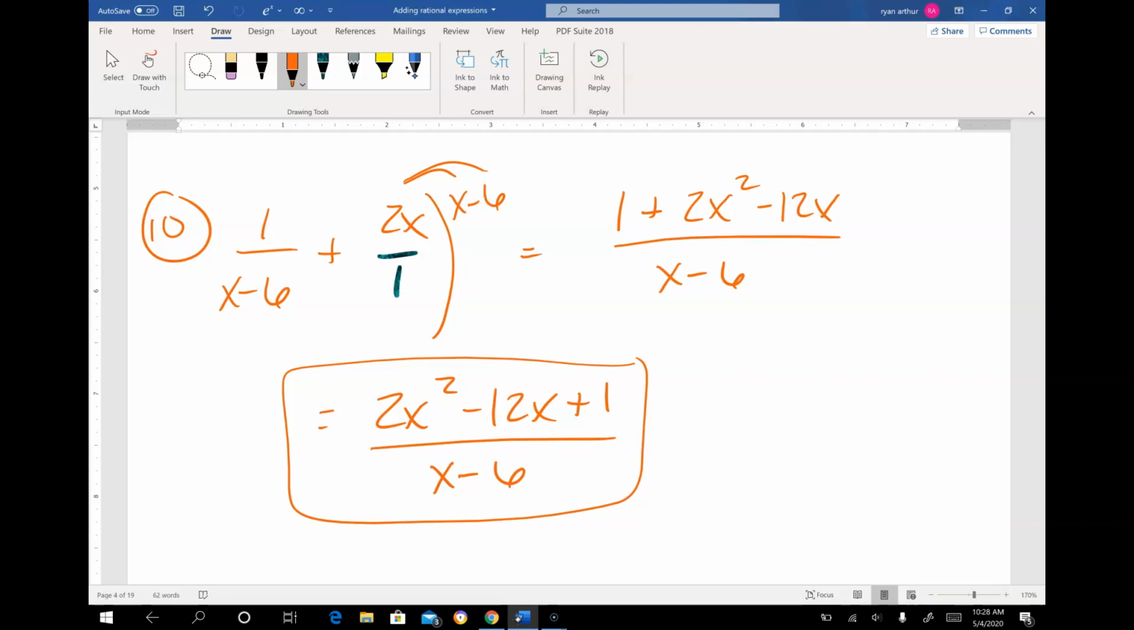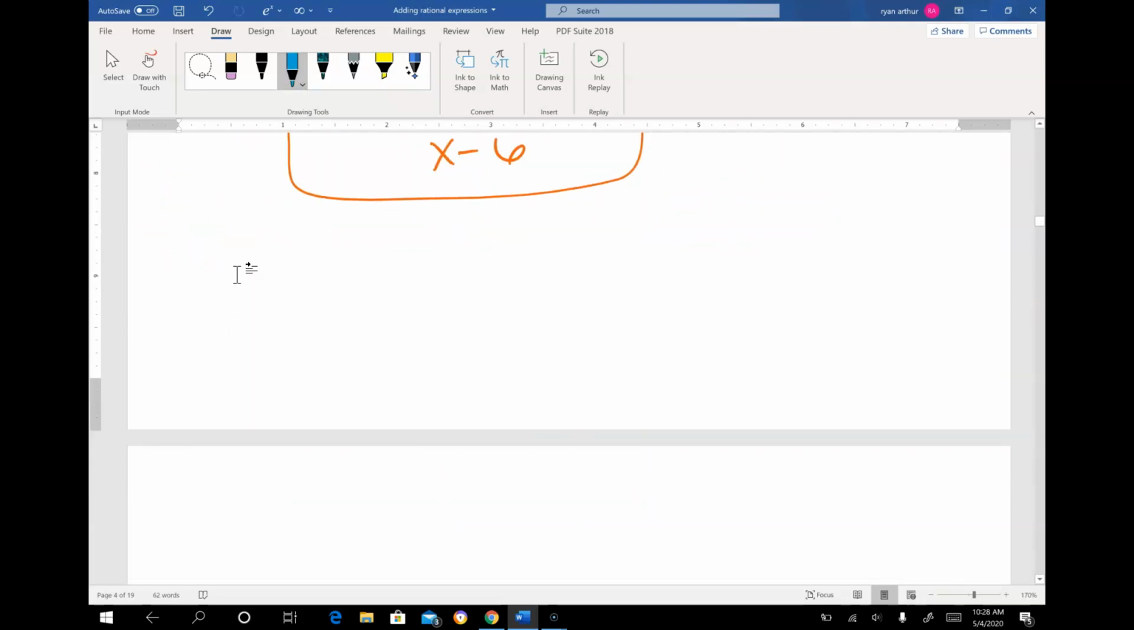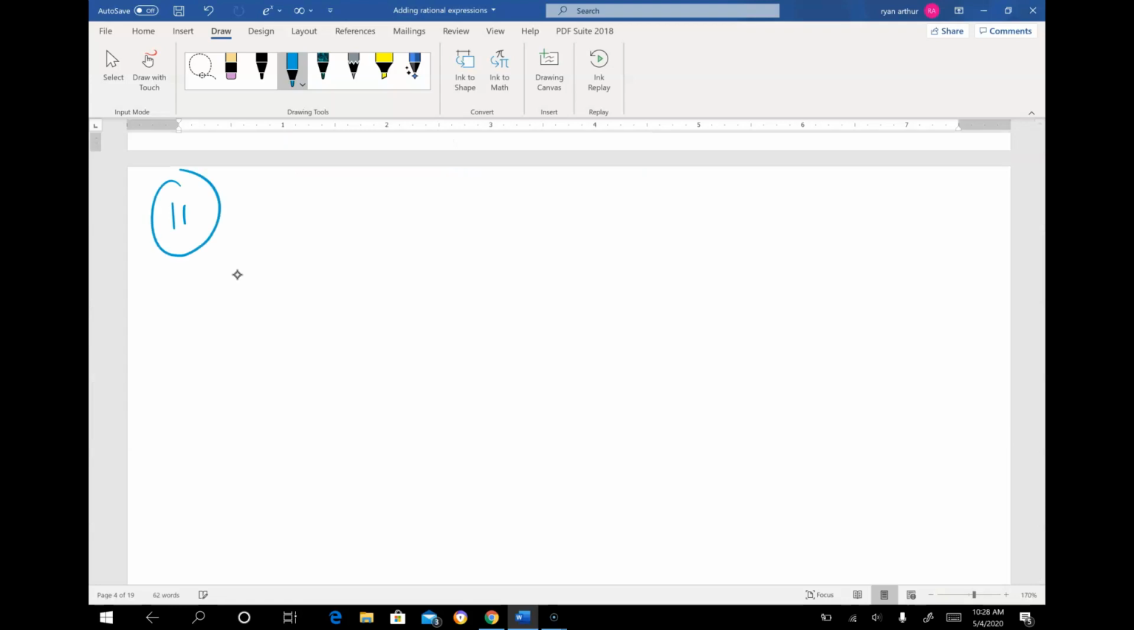All right. Number 11 is next. Well, let's do this. Let's do that. All right. Number 11. Let's go to the next page.